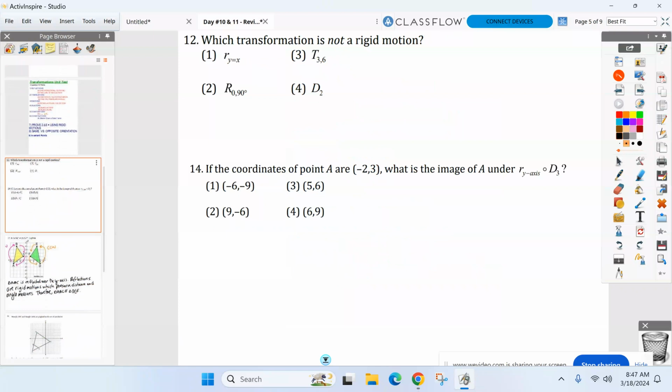There's new notation up here. I think you can assume what it is, but I just want to make sure we're clear. Which one of these is not a rigid motion? If you remember, rigid motions do not change size or shape. I just want to make sure you were good up here.